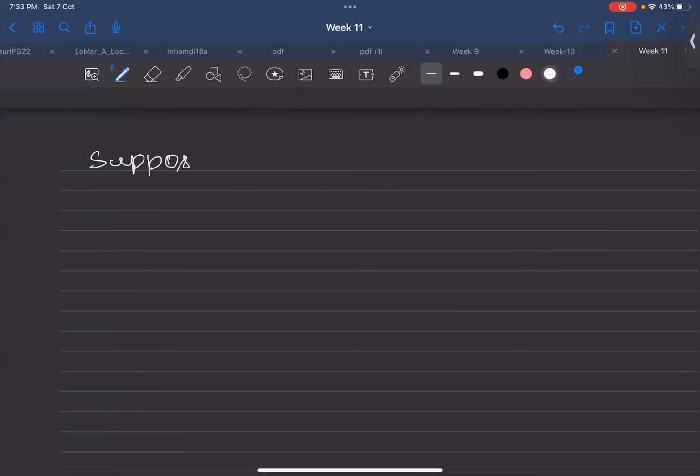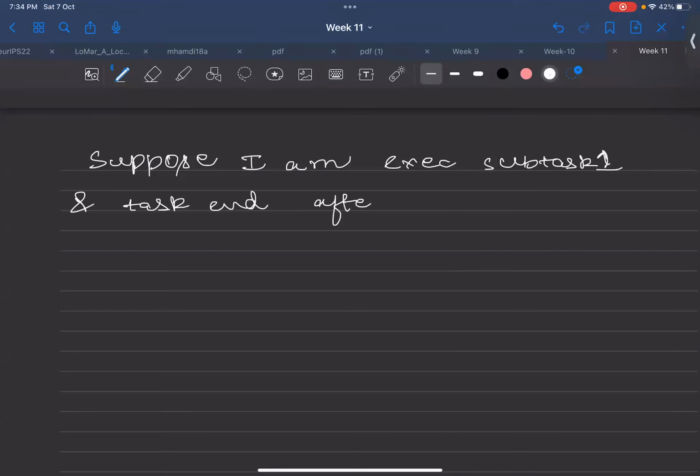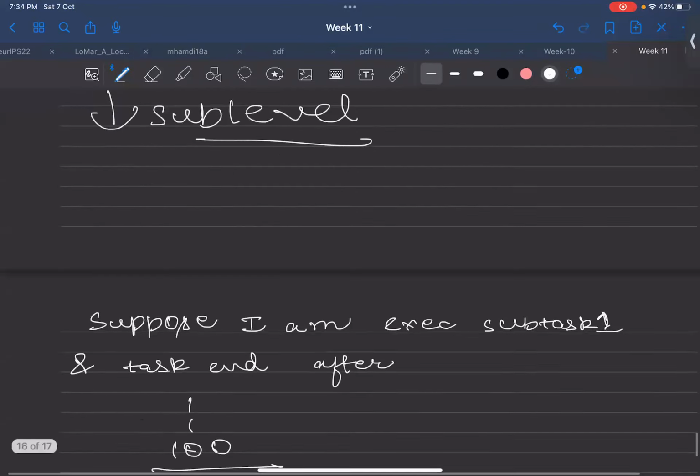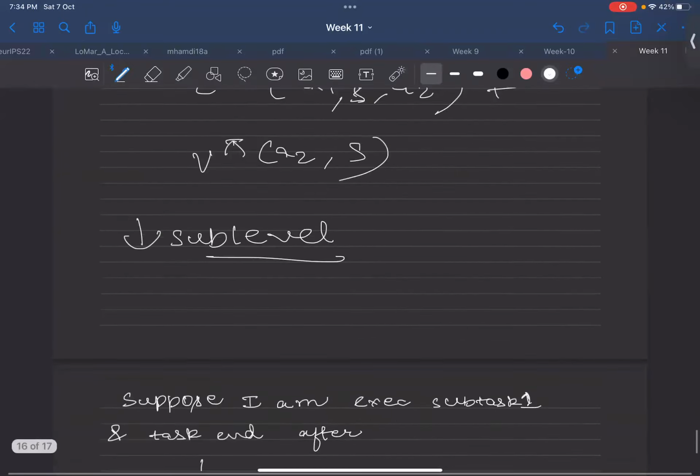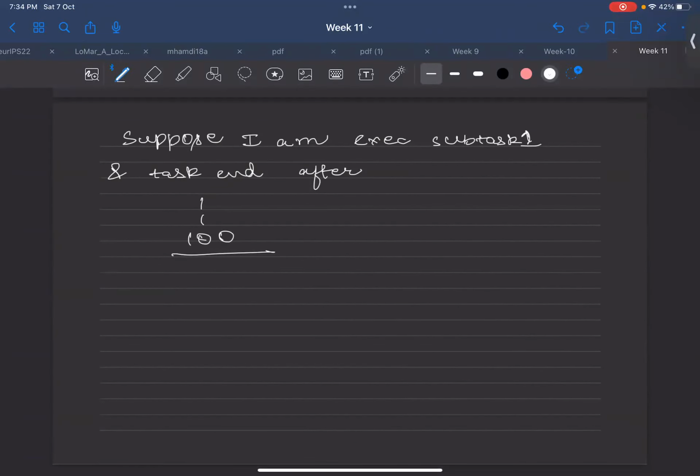Suppose I'm thinking how to go through it. I'm executing subtask 1. Let's go slowly. And task end. After that, whatever will happen till 100, if I go through this, I have to maintain that, because we are saying this value function, we have to maintain. If we are going through this till 100, we have to remember that. Is it feasible? Whatever happened till 100, all that information has to be brought back to subtask 1. Is it difficult or is it okay? It's quite difficult.